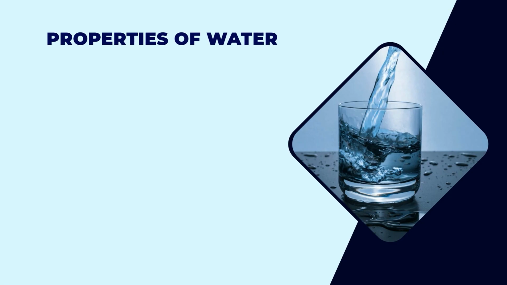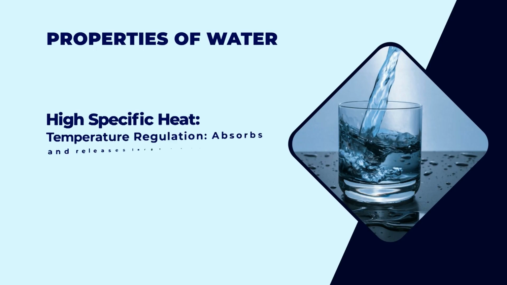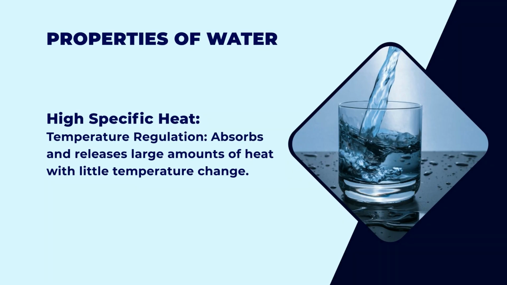Now, what are the properties? Water has a boiling point of 100 and a freezing point of 0 degrees centigrade, which is a very high value compared to molecules of similar structure, because of the hydrogen bonds. A large number of hydrogen bonds are present in the system. Water also has a high specific heat.